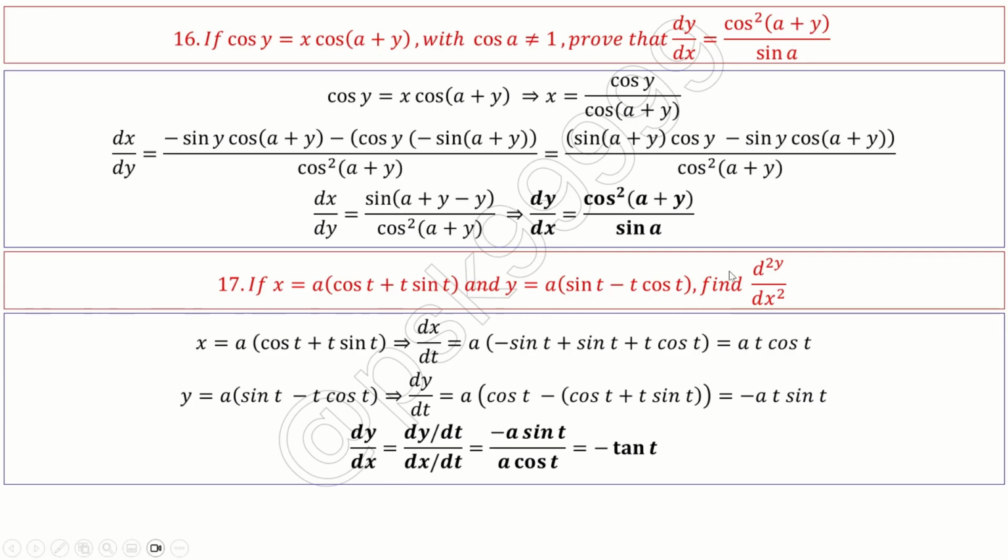Okay, but we need to find out d square y by dx square, which I did not do here. You can easily do d square y by dx square, the second derivative, right? If you call this one as second order, I have to just differentiate this one. Okay, so you can do this. I just did only the first level. You can do the second level, next level, second order derivative, you can do it.